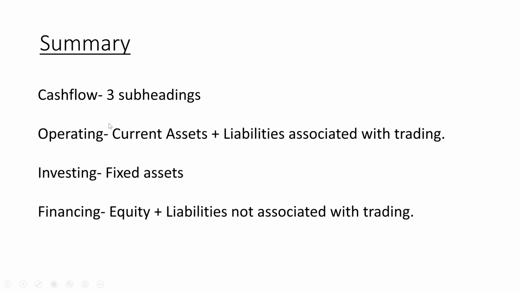So, just to summarize, cash flows has three subheadings: operating, which is to do with current assets and liabilities; investing, to do with fixed assets; and financing, to do with equities and liabilities. Okay, we're going to cover operating in more detail, but thanks for bearing with me.